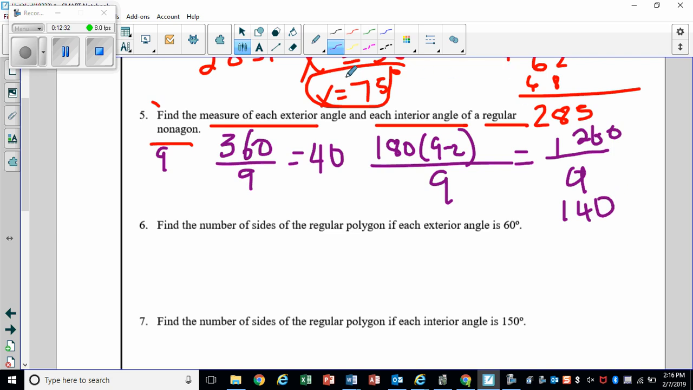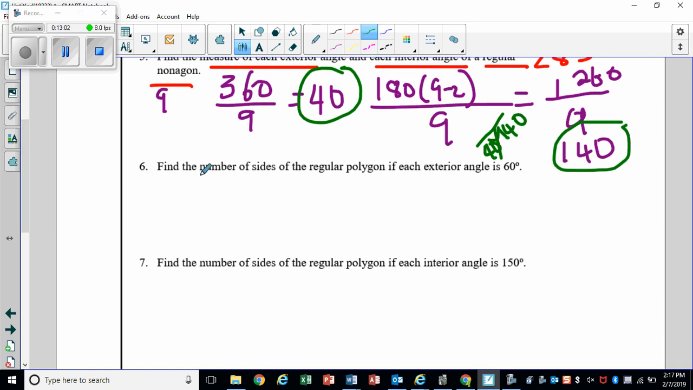And what would you notice here? The relationship between one exterior and one interior. They're adjacent to each other. What do you guys see now? If this is 40 and this is 140, that tells you these two are going to be 180 degrees. Each interior and exterior angle pair equals 180.